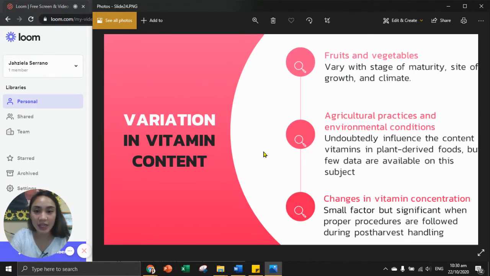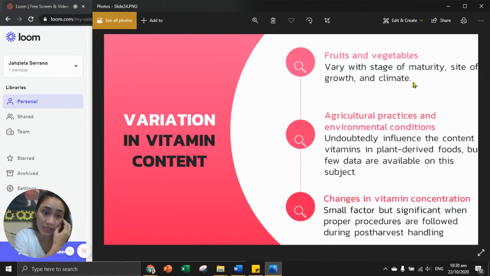Okay, so next is variation in vitamin content. So, fruits and vegetables. So, depende sa stage ng maturity niya and also yung site ng growth and climate. So, yan, yung vitamin content, maybe sa tropical countries, mas matataas ang vitamin content compared to fruits that are grown in a climate, cold climate. No? So, we don't know. There are a lot of studies online. You can look and search.